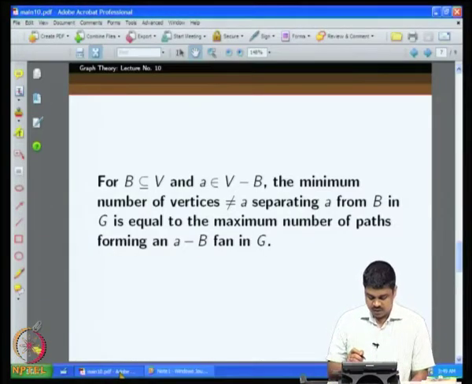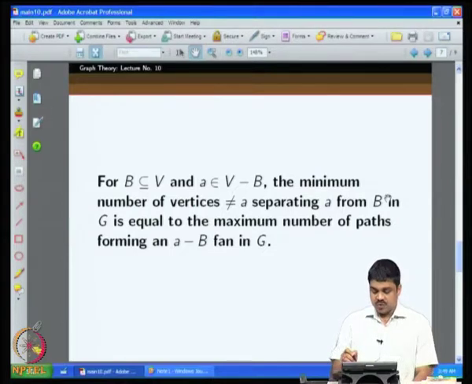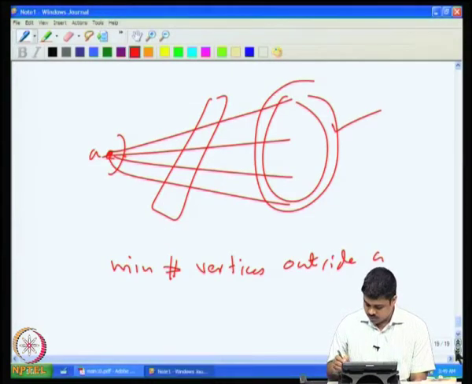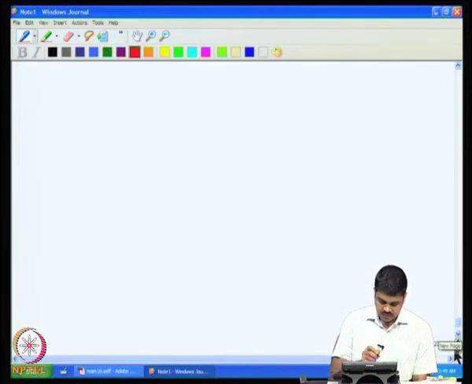So you can look at it once again. B is a subset of V and A is an element of V minus B. The minimum number of vertices not equal to A separating A from B in G is equal to the maximum number of paths forming an AB fan in G. So how do I prove this? This proof is simple.